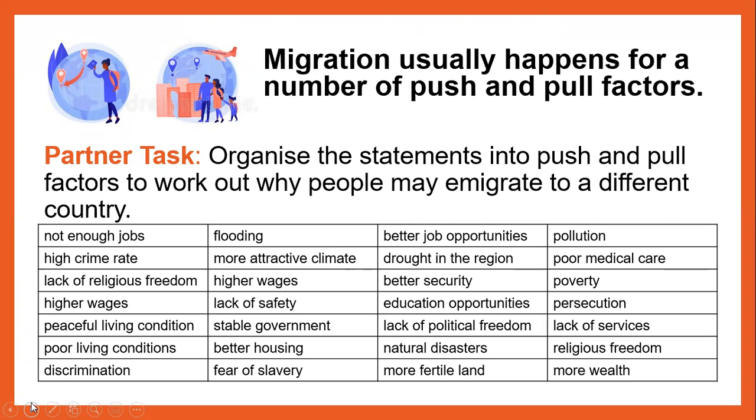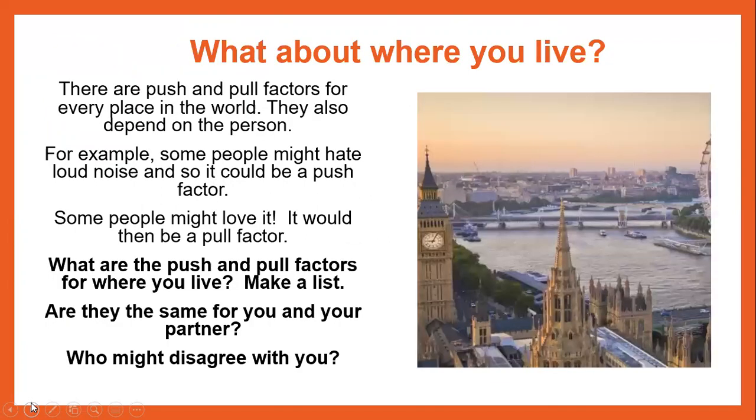So we're going to come into our first task. So migration usually happens for a number of push and pull factors. It says partner task, or you can do it on your own if you're particularly working from home. It says organize the statements into push and pull factors to work out why people may emigrate to a different country. Now, this activity is in the work pack if you've got the work pack. If not, you can just write on your piece of paper push and pull factors and then write them down as a list of which one goes where. Right, would you like to pause the video now and do the activity, please?